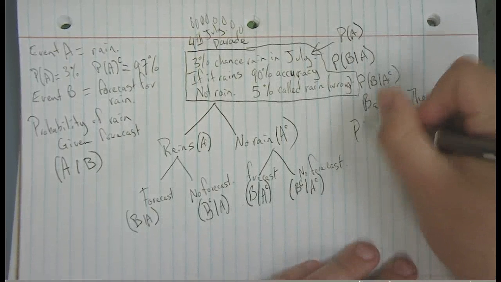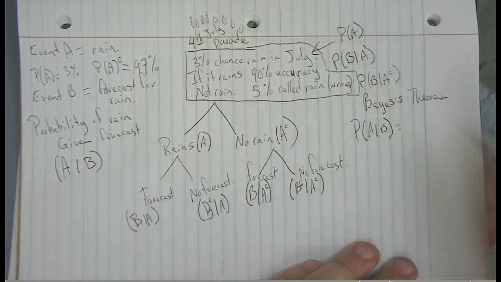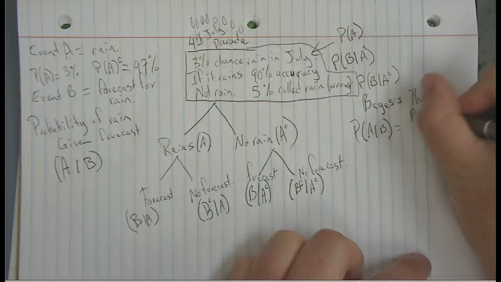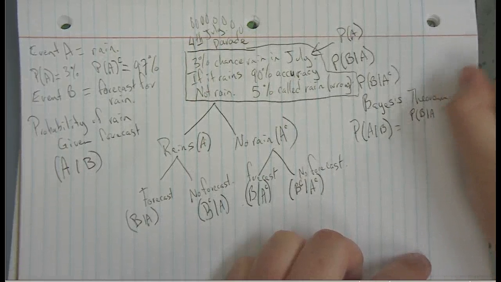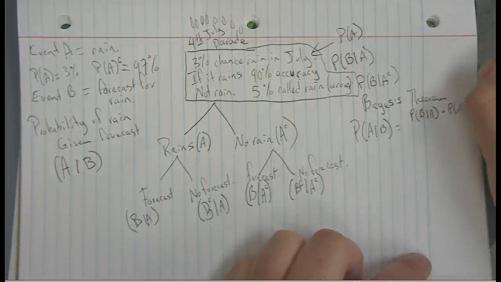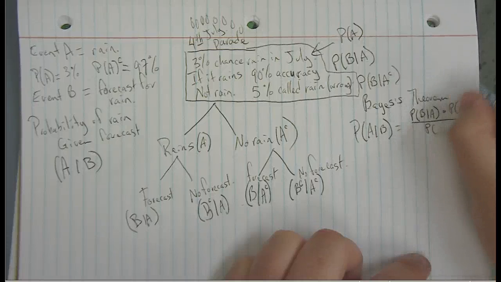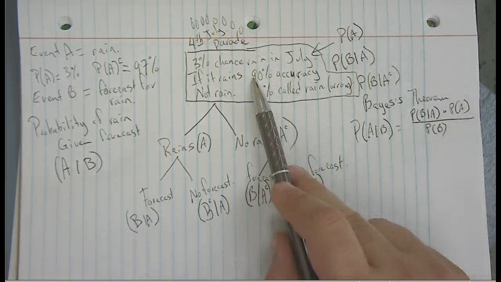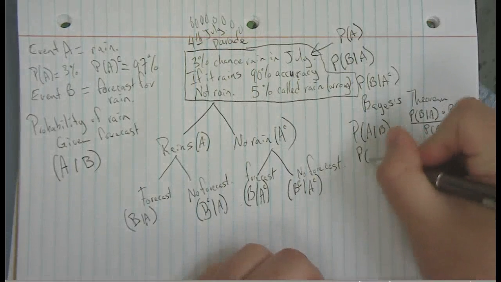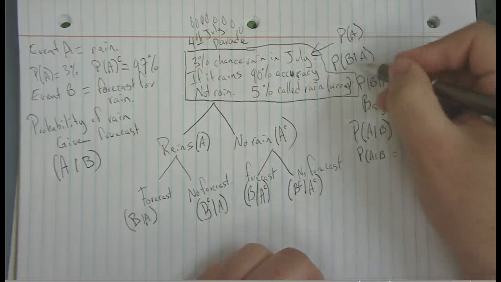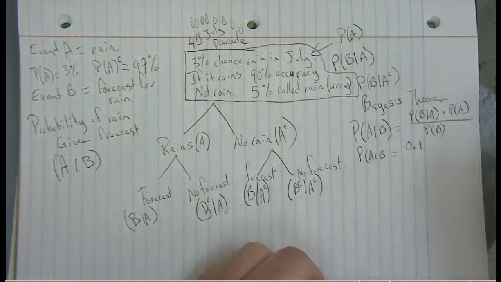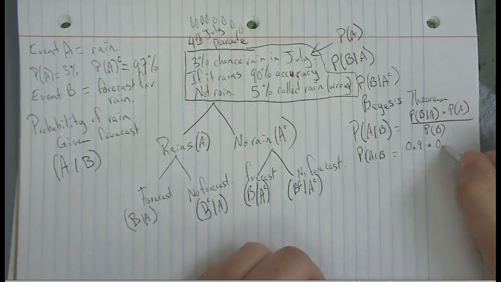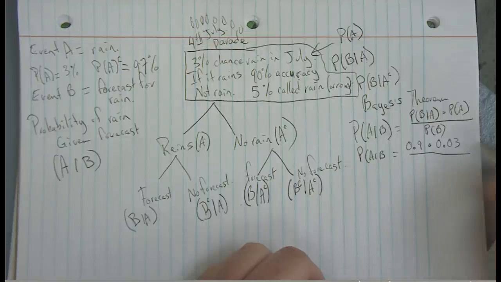And here we go. The probability of A given B, this is just good to know. You don't have to have it memorized, but you need to understand it and be able to use it. So here we go. It's going to be equal to the probability of B given A times the probability of A over the probability of B. So now all we need to do is plug these numbers in. The probability of B given A, well, that was 90%, right? So the probability of A given B is equal to 0.9 times the probability of A, that was 3%, so 0.03, over the probability of B.